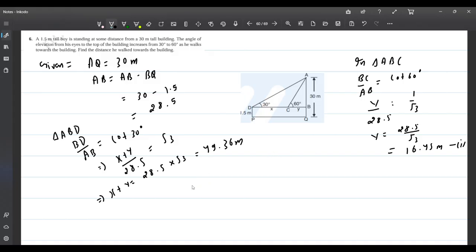So what we get? We have to find the x. So x is equal to 49.36 minus y, and what we get? This is equal to 49.36 minus 16.45. This is equal to 32.91 meter. So the distance he walked towards the building is 32.91 meter.